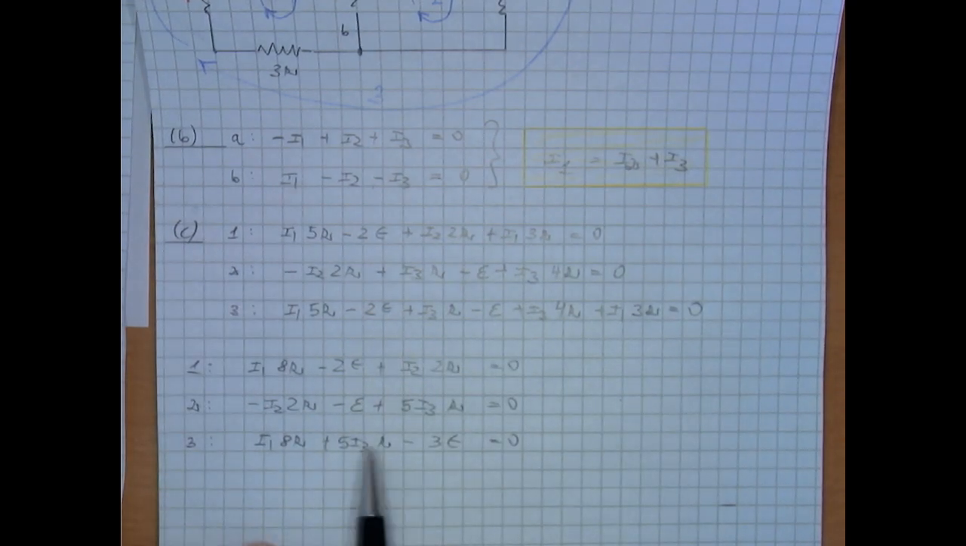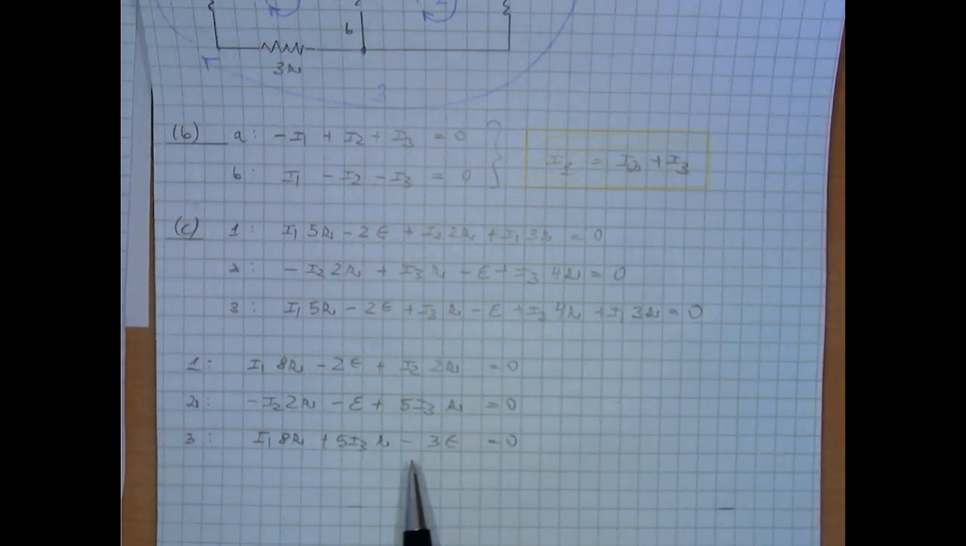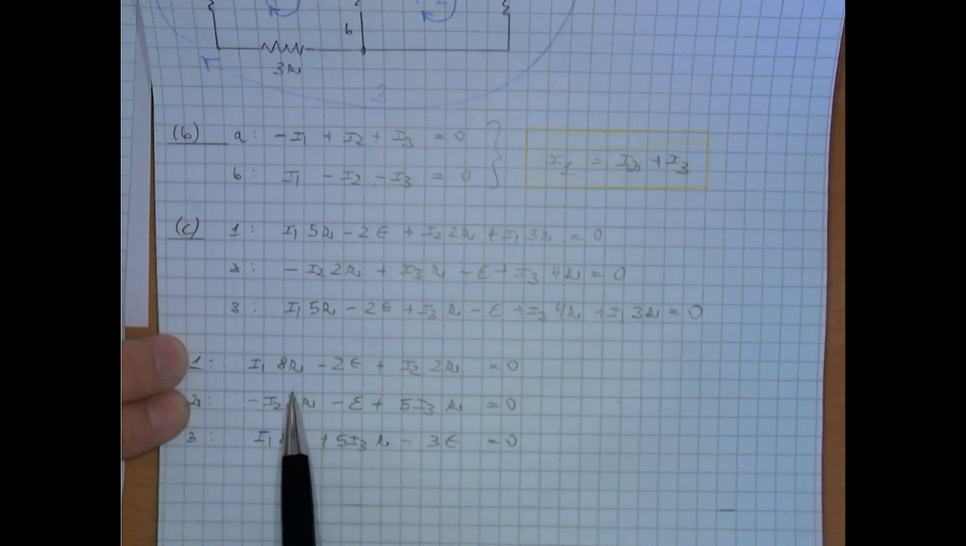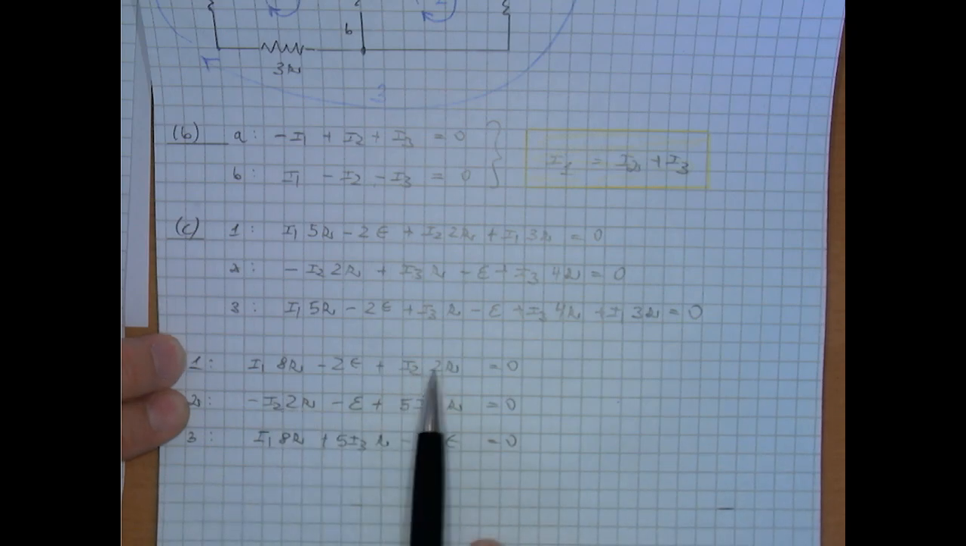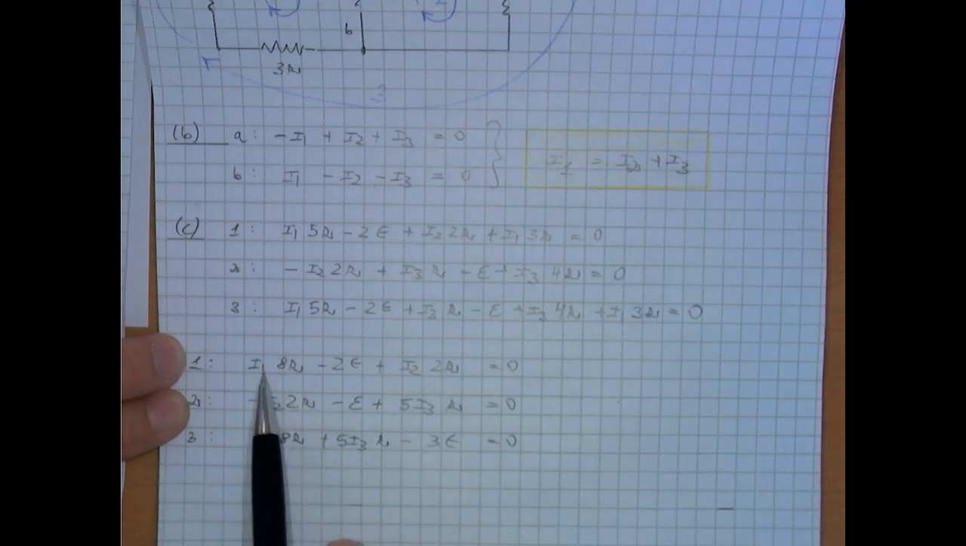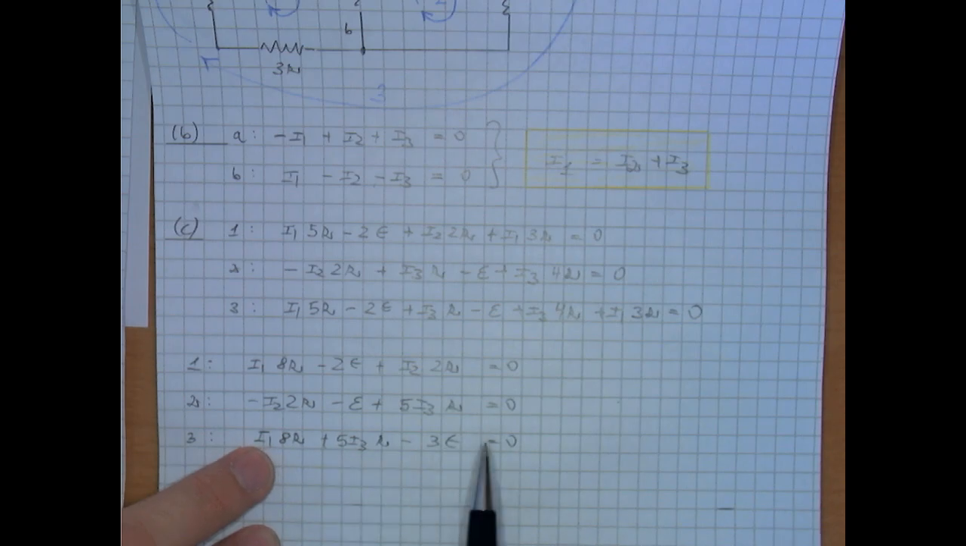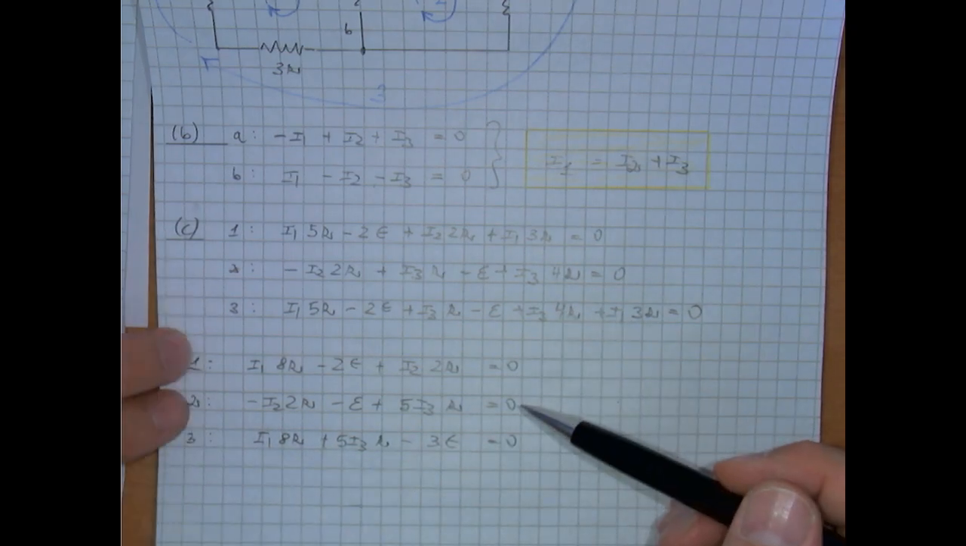So now let's analyze them a bit. Namely, let's add the first and second equation. If we're adding the first and second equation, then what do we get? I2 2R minus I2 2R cancels out, and then you have I1 8R left, plus 5 I3R minus 3 epsilon equals 0. So we're basically getting the same thing out of adding equation 1 and 2.